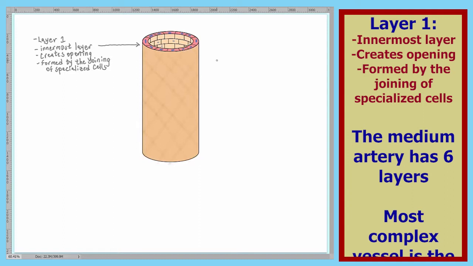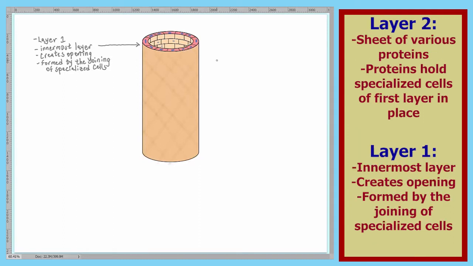While I'm drawing, I will remove the annotation. Let's next look at the second layer. The second layer is a sheet of different proteins which hold the specialized cells in place. Let's draw this layer.